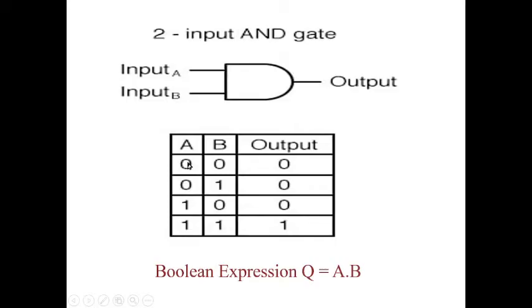So you see that when input A is 0, B is 0, the output is 0. When A is 0, B is 1, the output is 0. When A is 1, B is 0, the output is 0. And when A is 1, B is 1, the output is 1. So that tells us that for the output of this gate to be high, all the inputs must be high. The Boolean expression for this gate is Q, which is the output, equals A times B, which is the multiplication of the inputs.